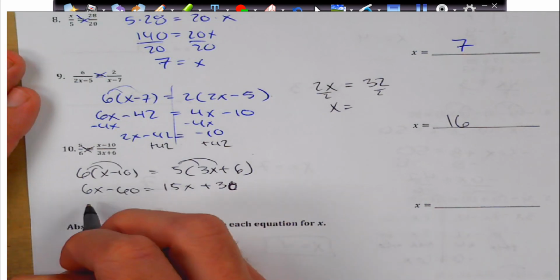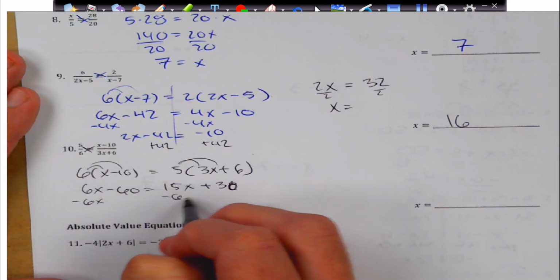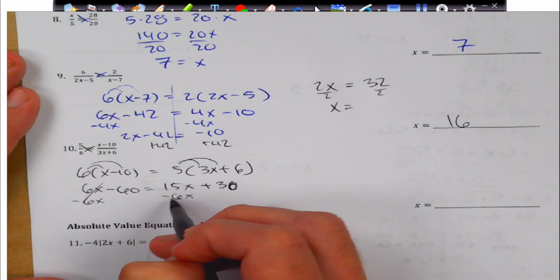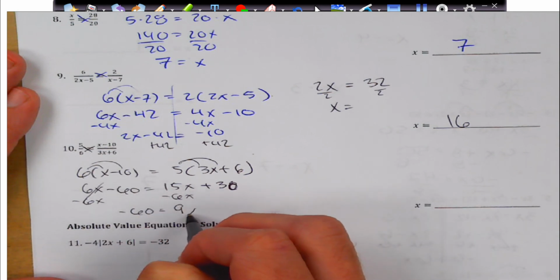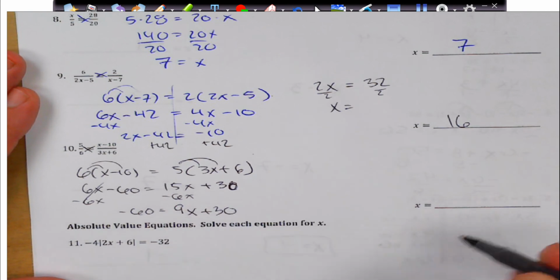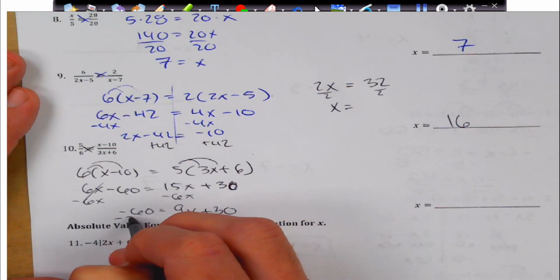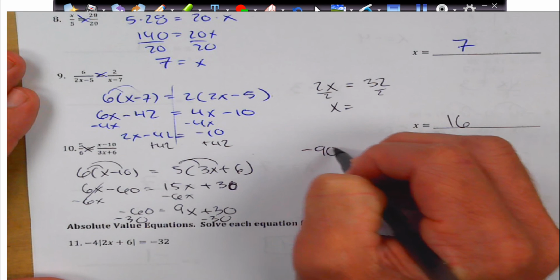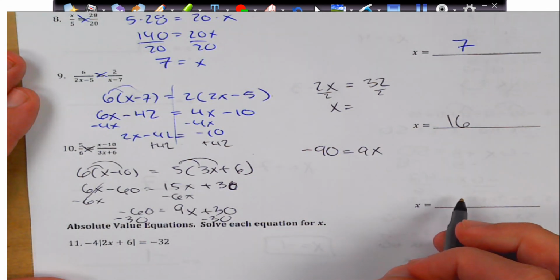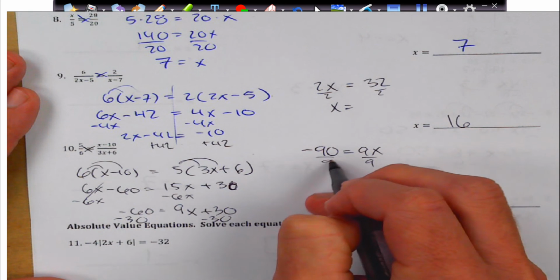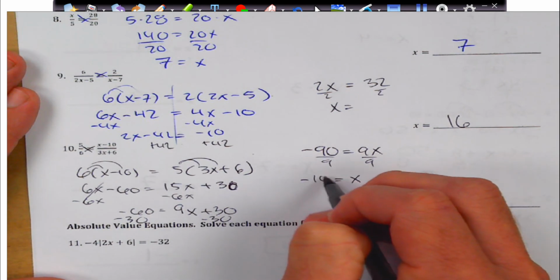And let's move the smaller guy, which is negative 6. Or 6, so we're going to subtract 6x on both sides. We get negative 60 equals, this is going to be 9x plus 30. And then I'm going to subtract the 30 on both sides. So I get negative 90 equals 9x. And divide by 9. And if I divide by 9, we get x equals negative 10.